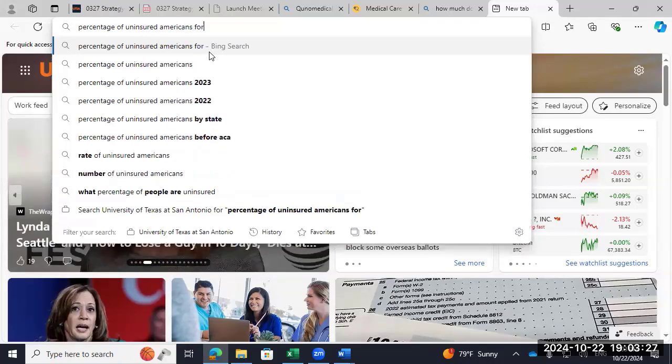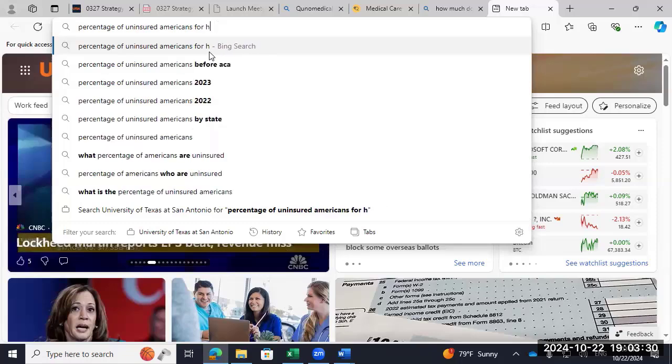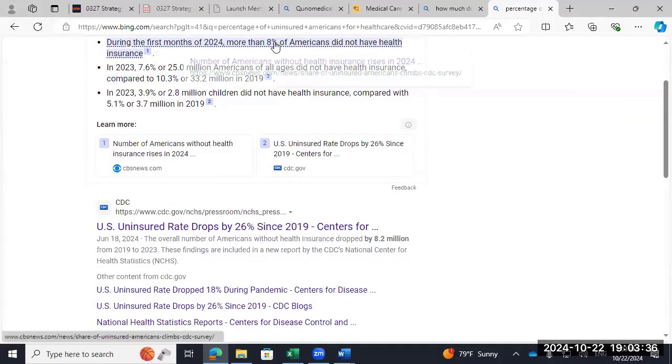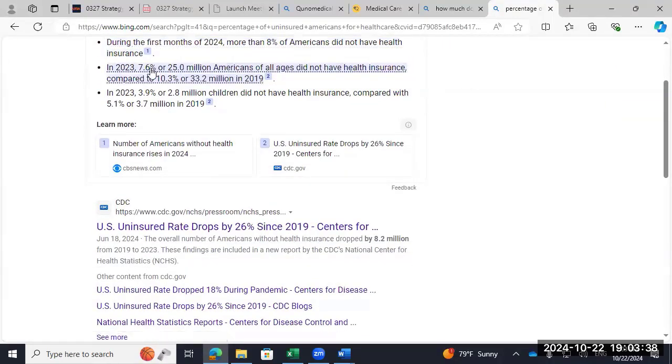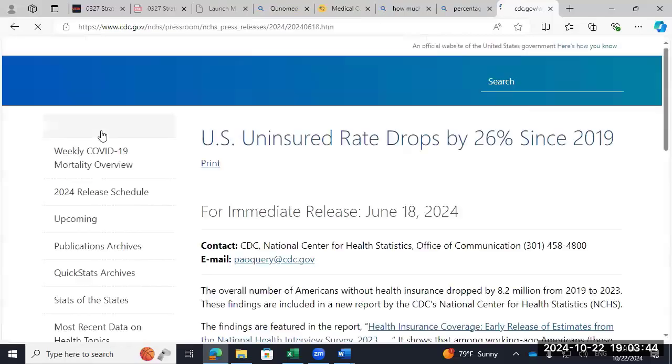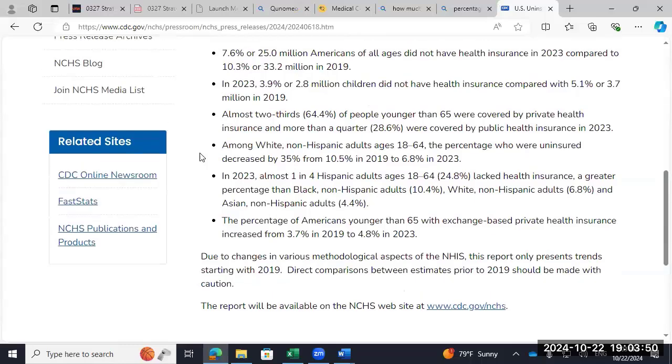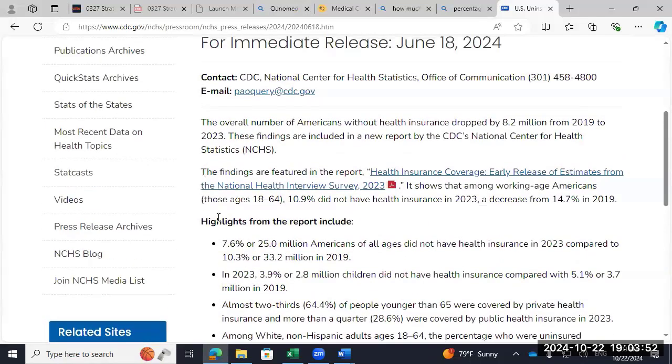You do have to say for healthcare. 8%, 7.6, 3.9. 2019, this is a good one that shows you that it's dropped quite a bit since 2019. It was really, really high before ACA, so I would try to find it before the Affordable Care Act was passed. Because it was probably, I think, 16, 17%. So it has dropped pretty dramatically. That's something President Obama can certainly take pride in. A lot fewer people are uninsured.